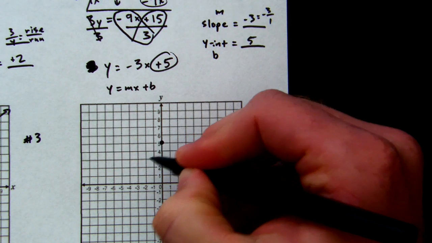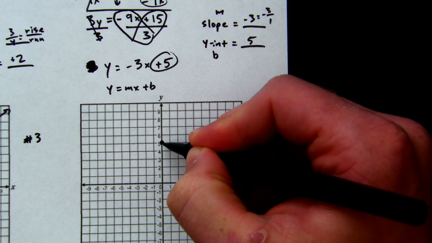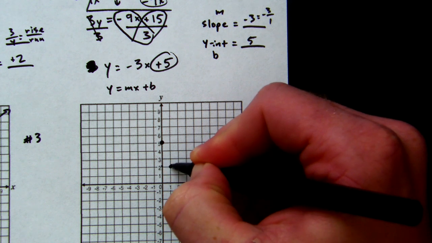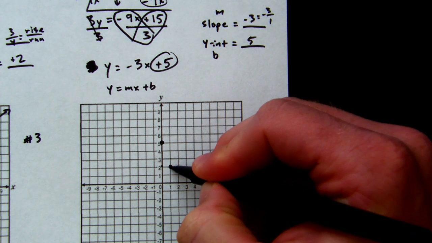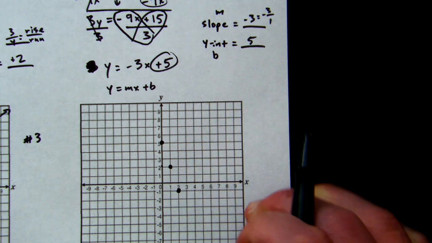So I'm going to start here, and I'm going to go down however much I'm supposed to rise. It says 3, so I'm going to go 1, 2, 3 over 1, just like that. Now I'm going to do the same thing from this dot: 1, 2, 3 over 1.